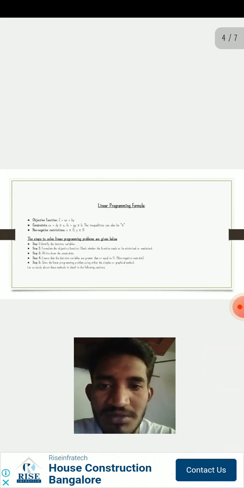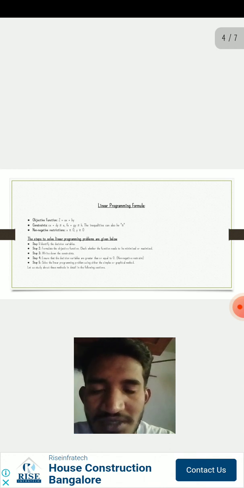Linear programming formula. Objective function: z = ax + by. Constraints: cx + dy is less than e, fx + gy is less than h. Non-negativity restrictions.